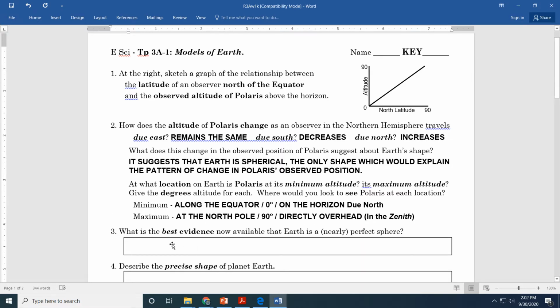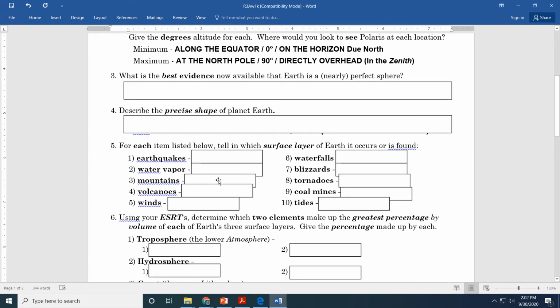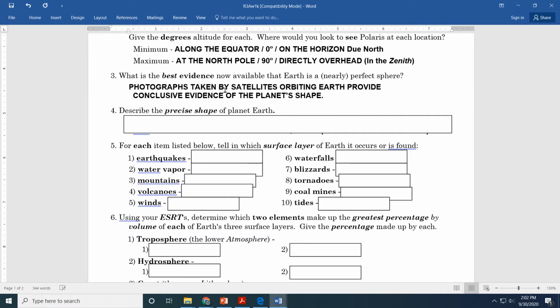3. What is the best evidence now available that Earth is nearly a perfect sphere? So the key here is now available. Back in the day, a couple hundred years ago, the best evidence might have been what Polaris was doing here. But now we have technology on our side. So the best evidence nowadays would be photographs taken of the Earth from far away that show us the shape beyond a reasonable doubt.